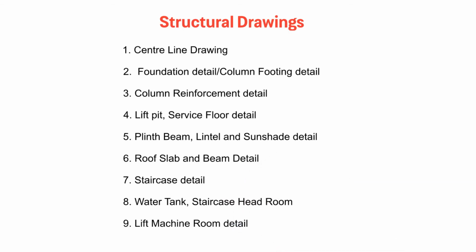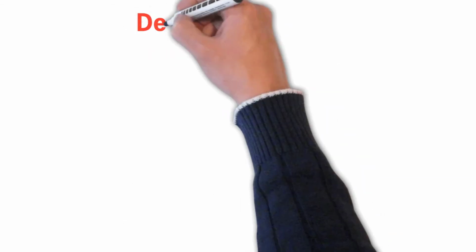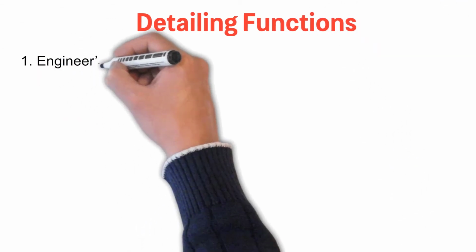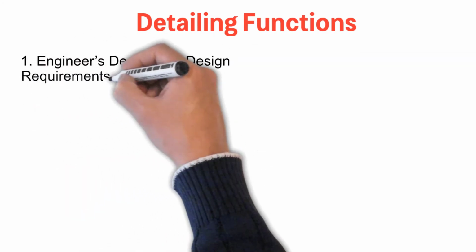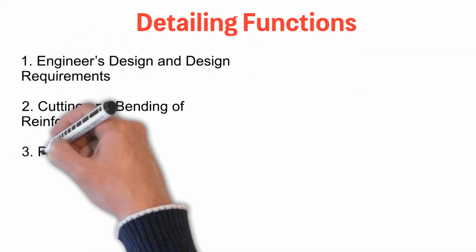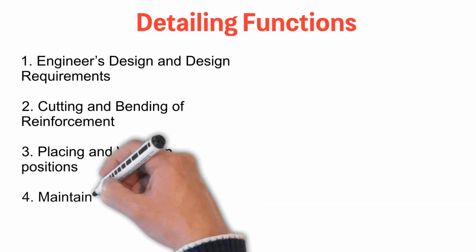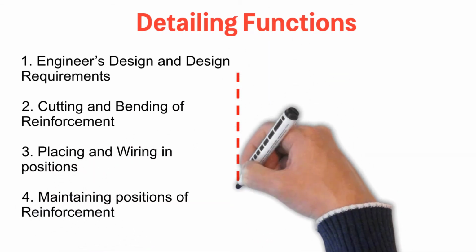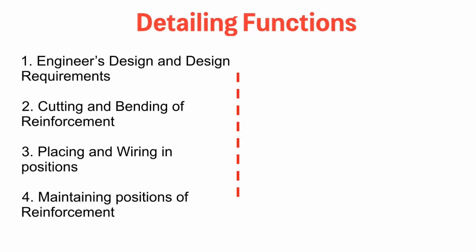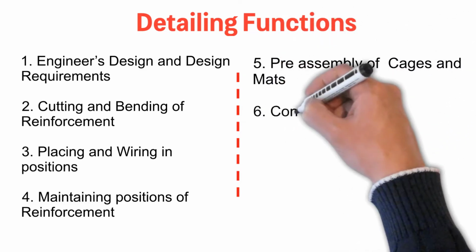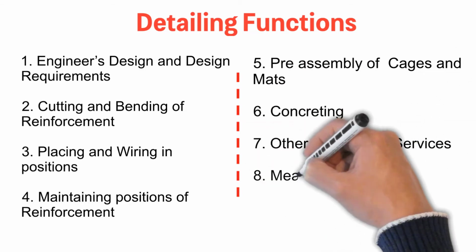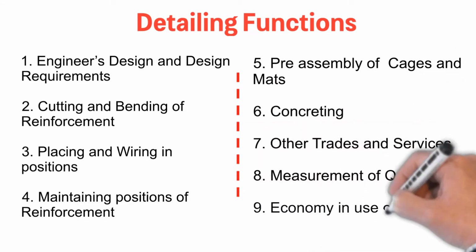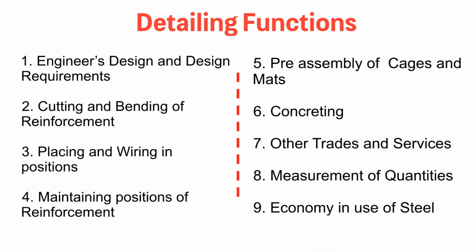Before going for the preparation of drawings, the detailing function should be considered. This should include the engineer's design and design requirements of that particular building, cutting and bending of reinforcement, placing and wiring in position of the reinforcement, maintaining the position of the reinforcement, pre-assembly of cages and mats, then about the concreting, what are the other trades and services to be involved prior to the concreting, bill of quantities and economy in the use of steel.